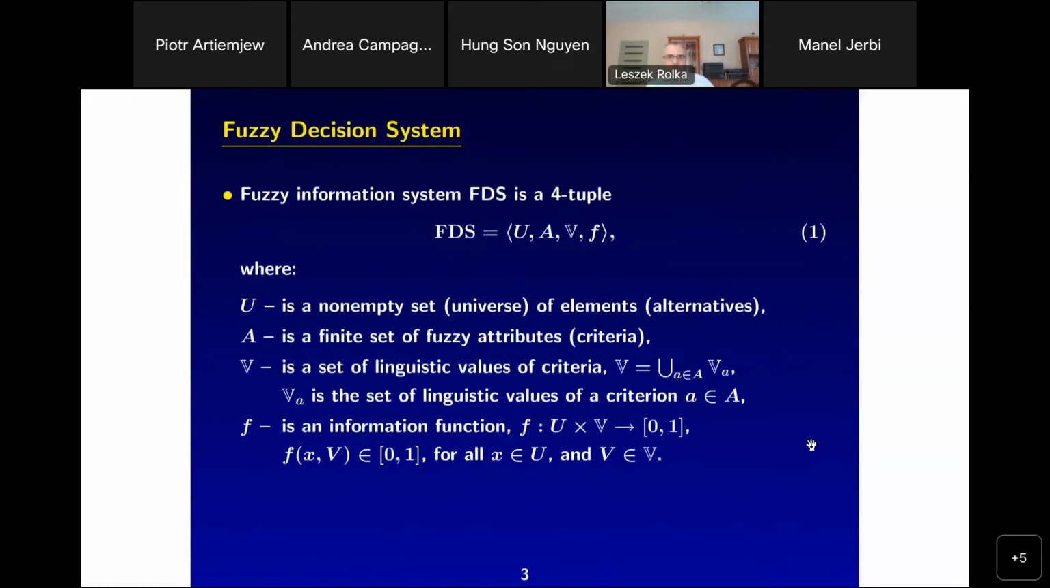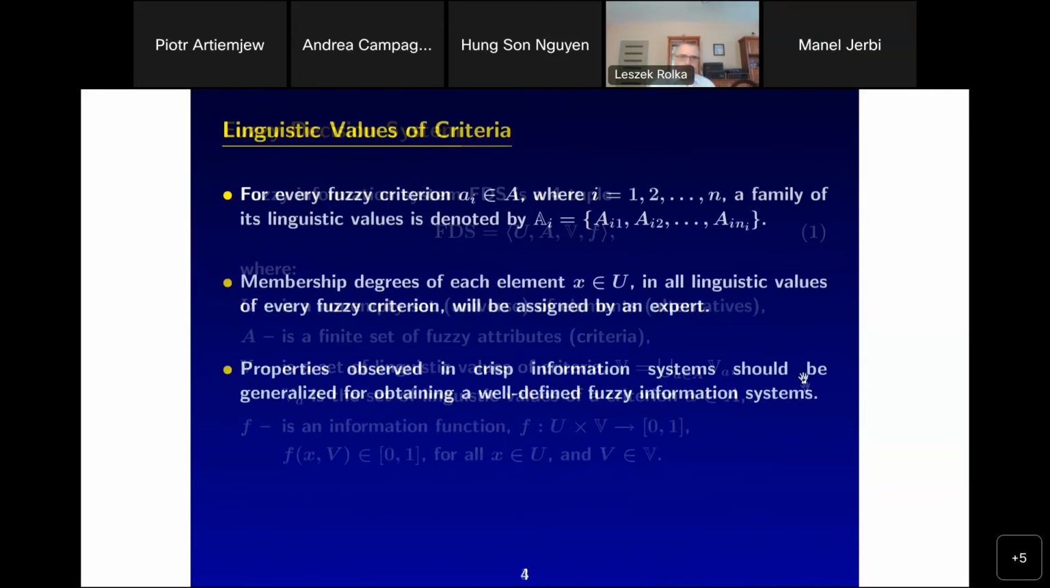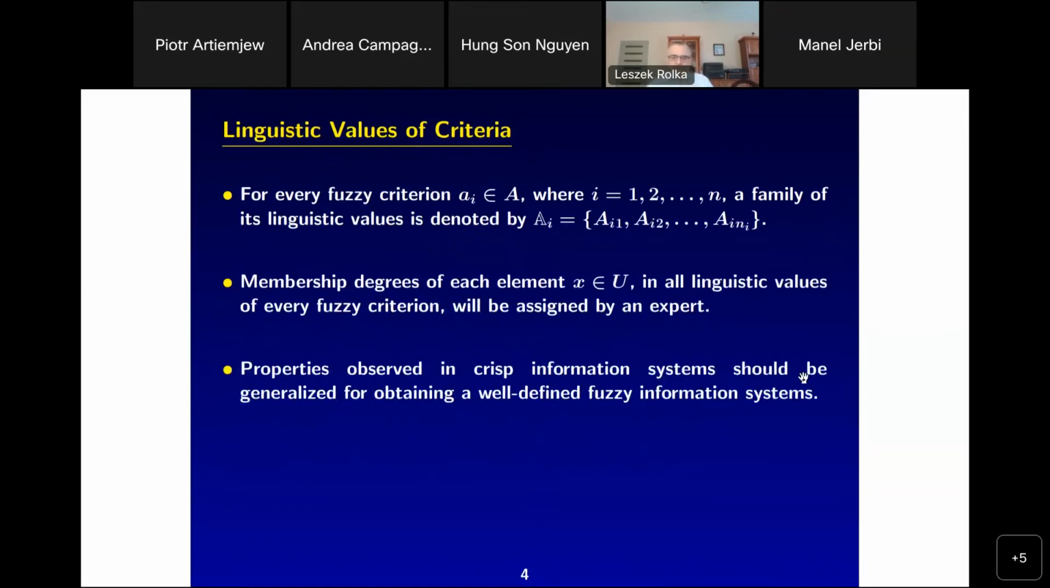Let us begin with a formal description of the approach. We use the notion of fuzzy decision system, which is a four-tuple consisting of a non-empty set of elements, in our case alternatives, and every alternative is described by fuzzy attributes or criteria. Every criterion has a corresponding set of linguistic values. There's also an information function that assigns a value in the interval [0, 1], that is the membership degree, for all pairs of alternatives and criteria. The number of linguistic values of every fuzzy criterion can be different, so we can define a distinct family of linguistic values for any criterion A_i.